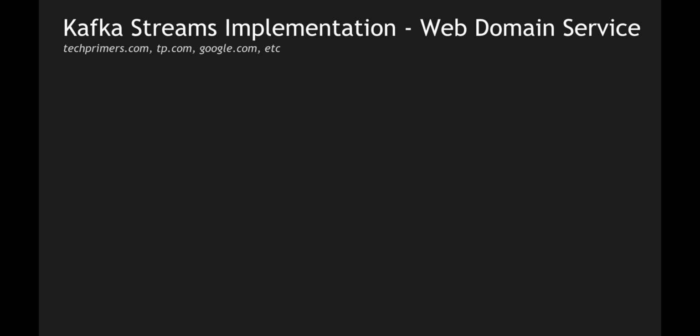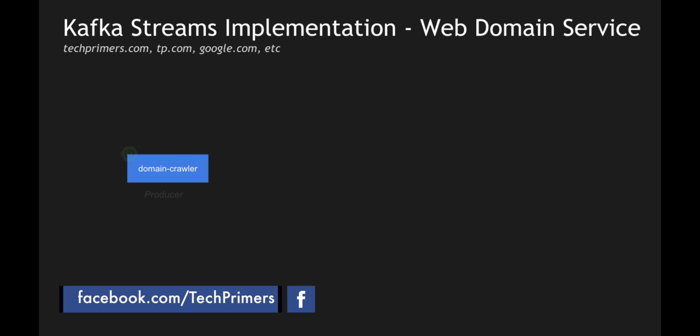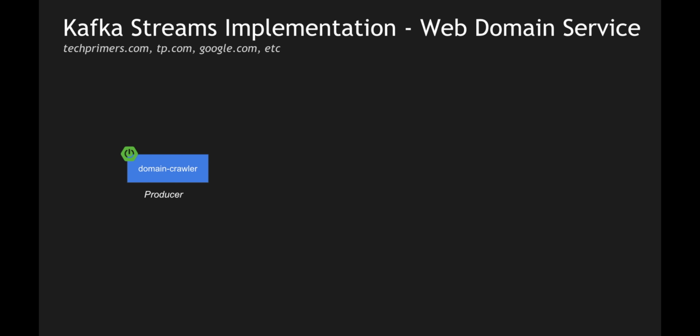I'll just walk you through what we are going to build as a part of this particular video. Initially, we are going to build something called as domain controller. Domain controller will be the classic Kafka producer. I'm not going to use Kafka Streams here because I'm just going to produce some data into the Kafka topic.